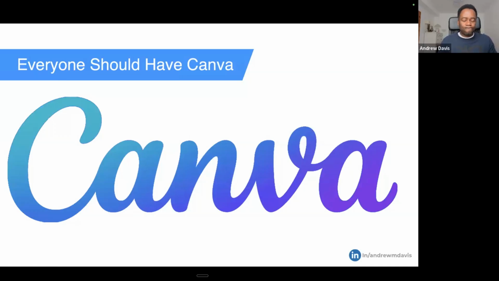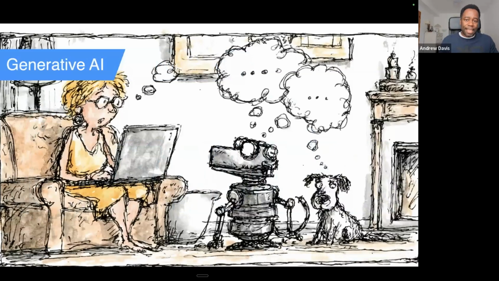So I've got 15 minutes left. I cannot deliver a session on tools going into 2026, talking about strategy without addressing the elephant in the room. And that's generative AI.